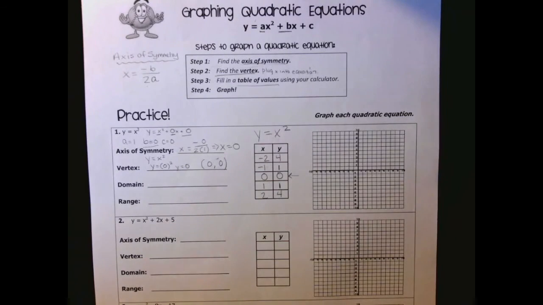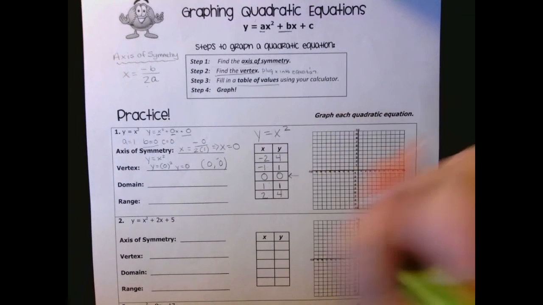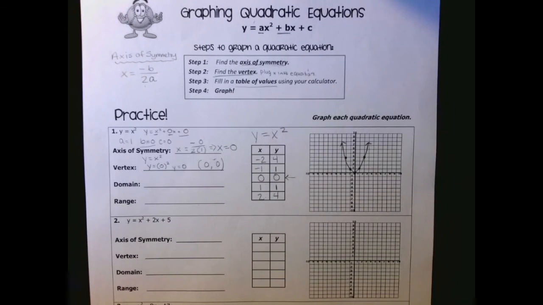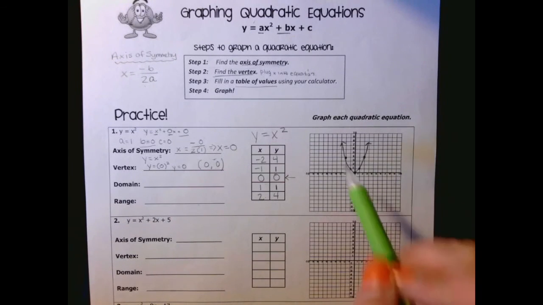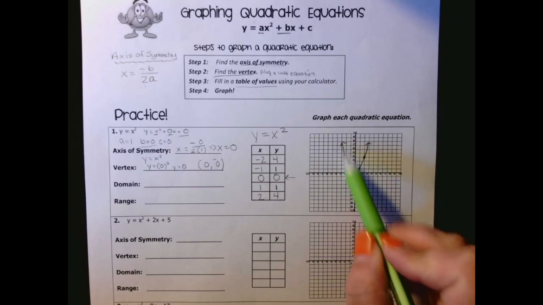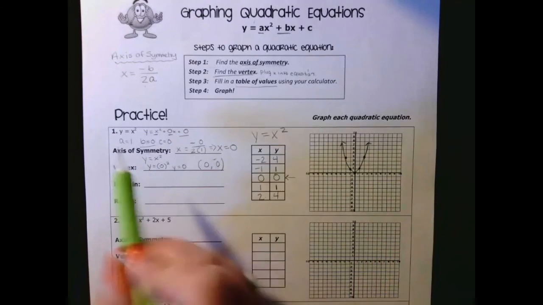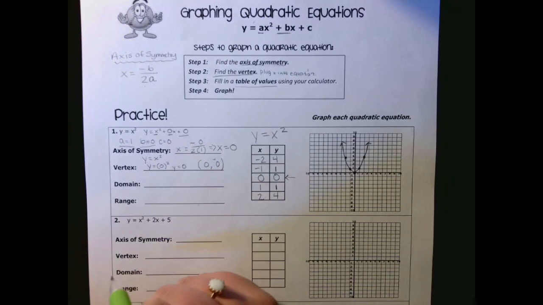Now that I have all of these points, I'm going to go ahead and graph that equation over here, starting at my origin. Alright, so now that I plotted all those points and connected them, I have that nice parabola shape that is opening upward. And I knew this was going to open upward because my a value was positive.